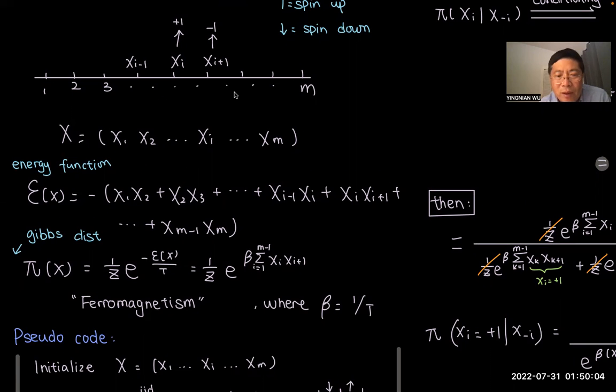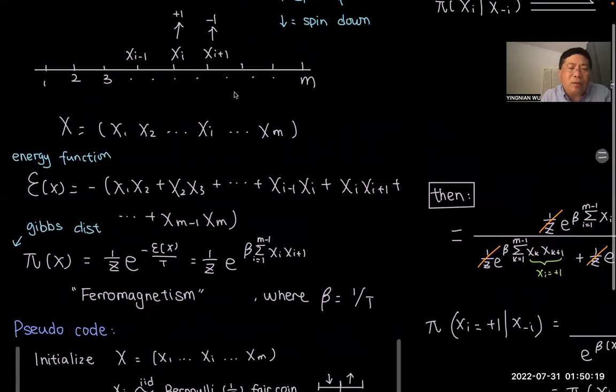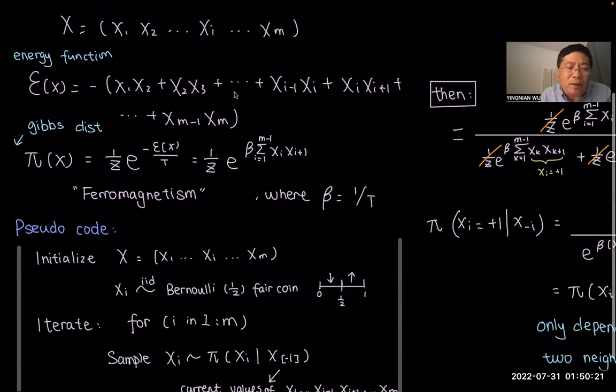So therefore, we use the Gibbs sampler, which updates the system iteratively. Each update only involves a small change. And in this case, we only change one coordinate, or one site. So the pseudocode of the Gibbs sampler is like this.